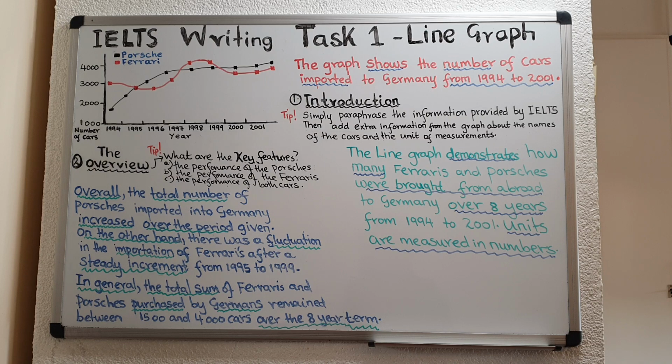Then once you have done that, you need to add some extra information from the graph about the names of the cars and the unit of measurements. Now, when it comes to the names of the cars, we have already added that information because we have the Porsches and Ferraris. And then when it comes to the unit of measurements, that should be your second sentence. And that in my case is units are measured in numbers. Okay, units are measured in numbers.